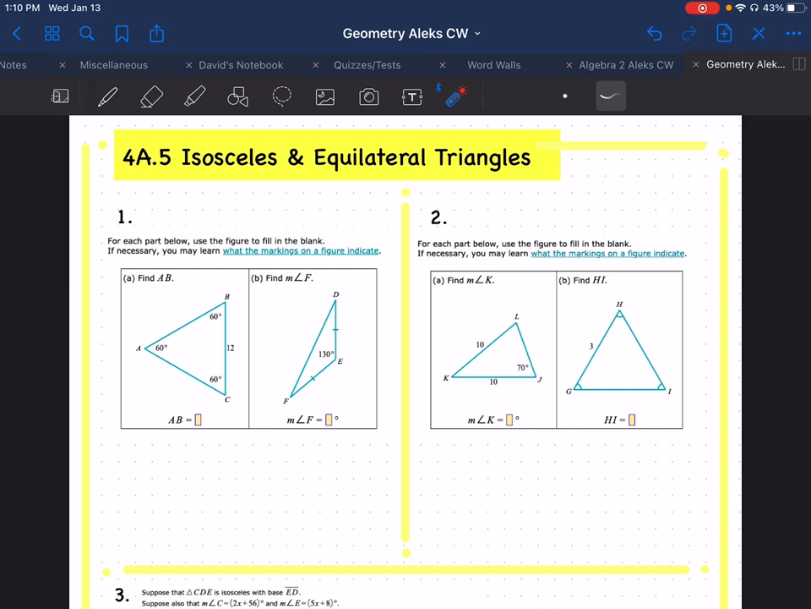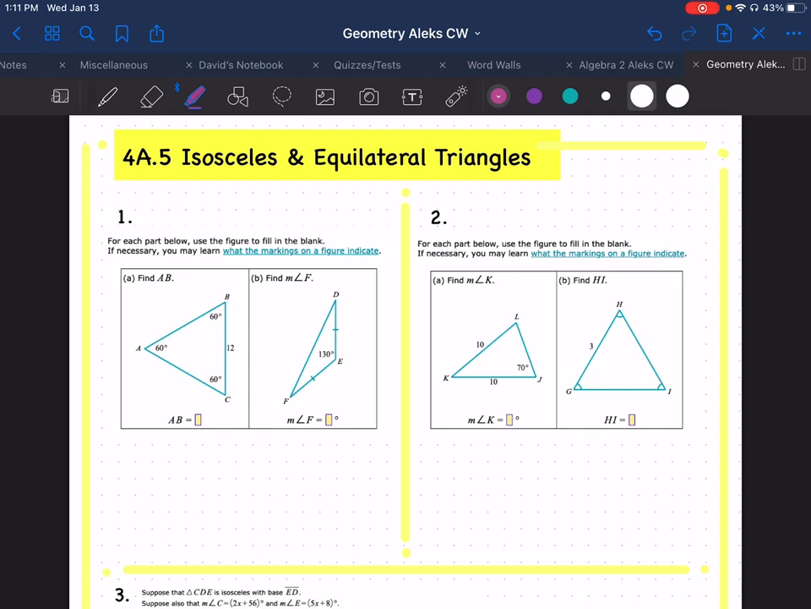They're simply going to ask, for each part below, use the figure to fill in the blank. If necessary, you may learn what the markings on the figure indicate. I think that just means you could click this and Alex would tell you what that means. So the first question is asking me to find AB. It wants to know how long this is.